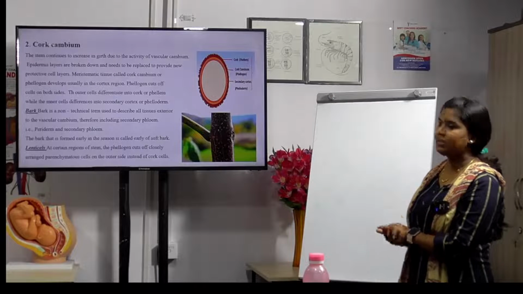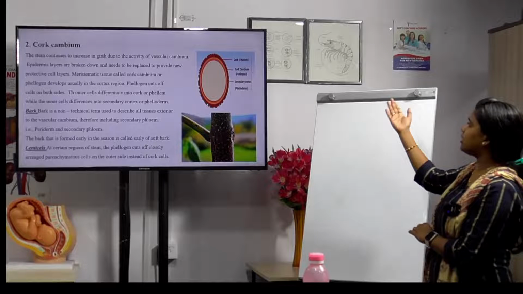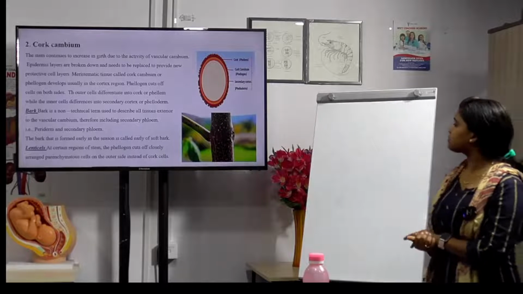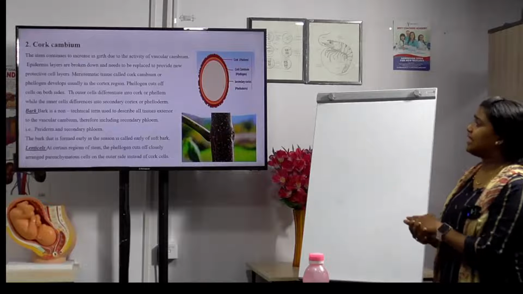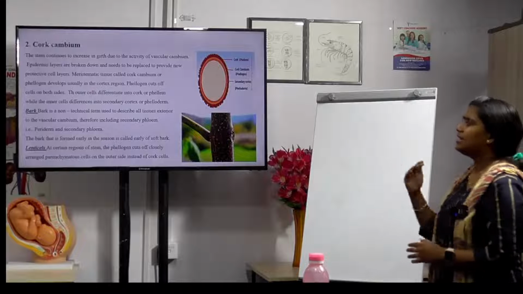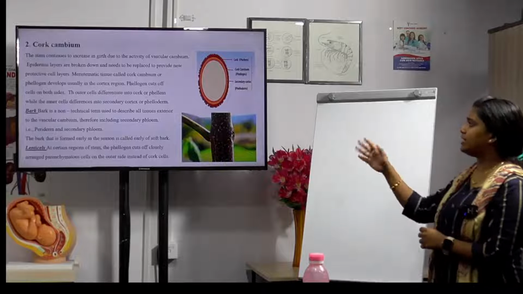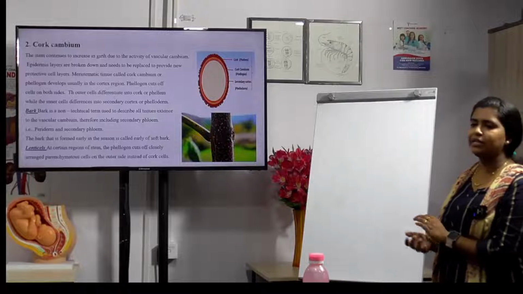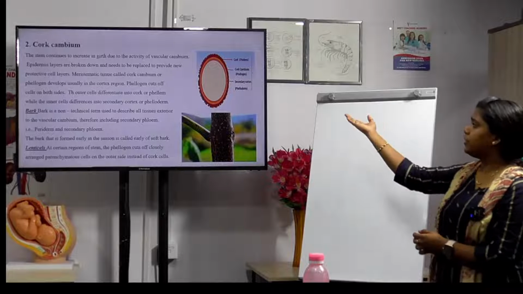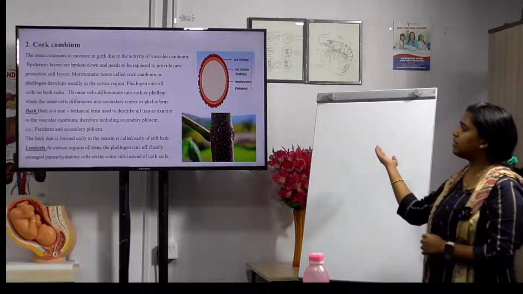Cork cambium. This is the structure of a cork cambium, which comprises cork. Here it is called phloem, then cork cambium, and then secondary cortex. The stem continues to increase in girth due to the activity of the vascular cambium. The epidermis layers are broken down and need to be replaced to provide new protective layers. So the epidermis layers keep breaking to form new protective cell layers. And this meristematic tissue is called the cork cambium, or phellogen.